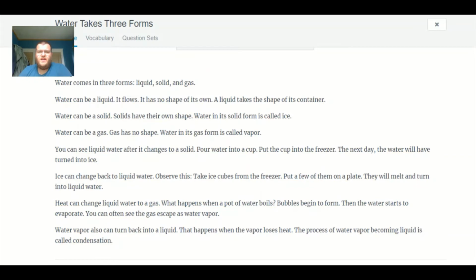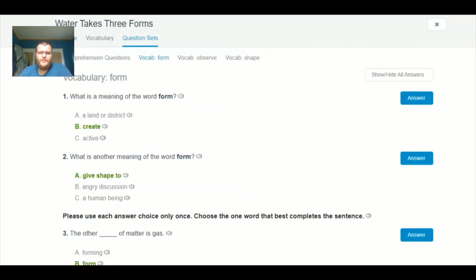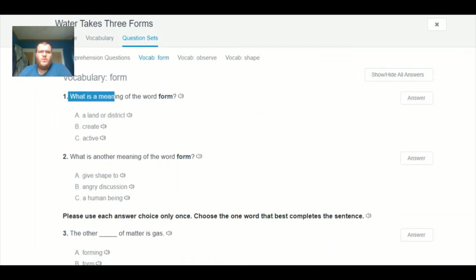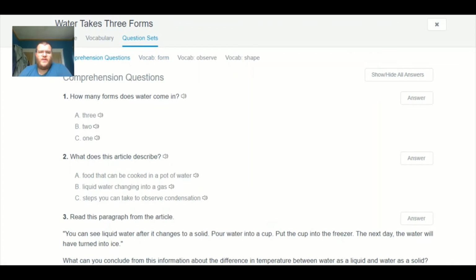Now it's time to take a look at our questions. We're going to just jump over to the other questions here. There we go. How many forms does water come in? Is it A, 3, B, 2, C, 1? Correct. 3. Water comes in 3 forms, a solid, a liquid, and a gas.